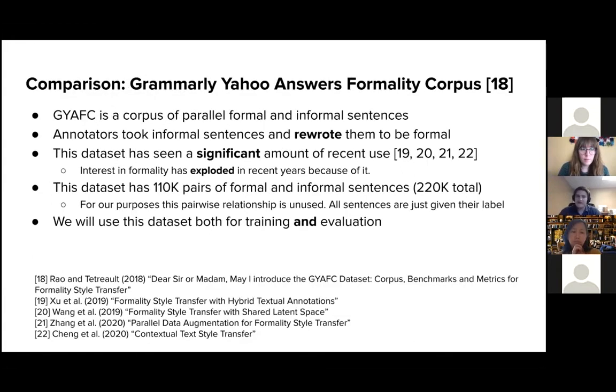We have the Grammarly Yahoo Answers formality corpus. This is a corpus of parallel formal and informal sentences. Annotators were given informal sentences and asked to rewrite them to be formal, and then you have pairs of sentences that say the same thing, but are now formal. This dataset is super popular, and a lot of people use it for style transfer. For our purposes, we will be taking out this pairwise relationship and just giving the sentences the labels for comparison.